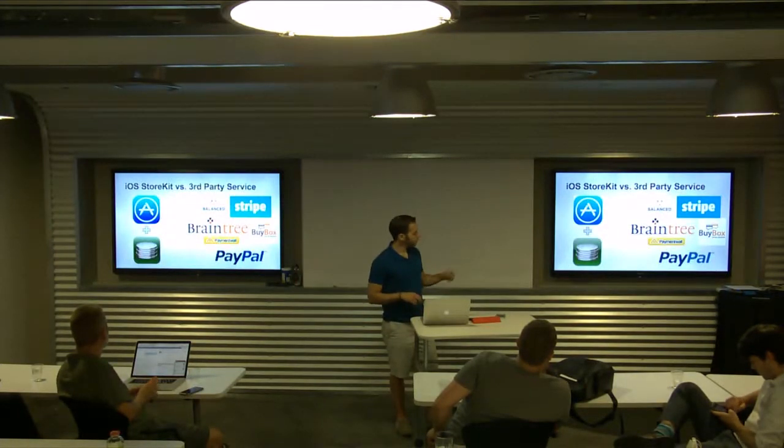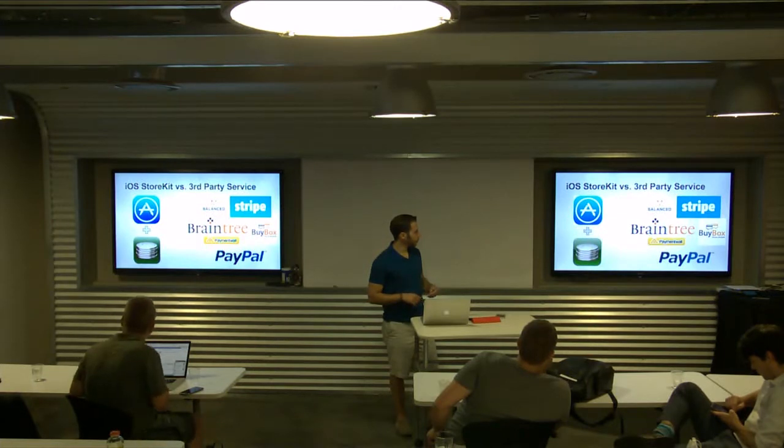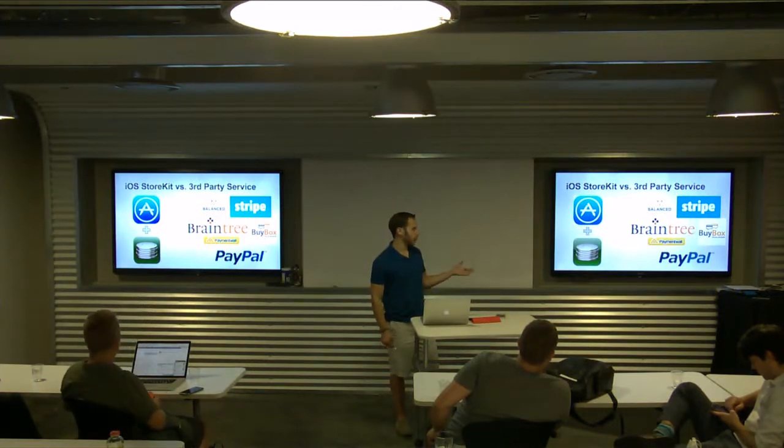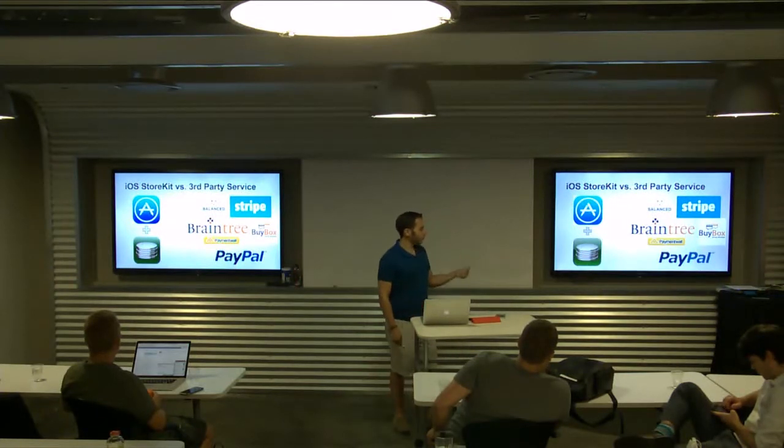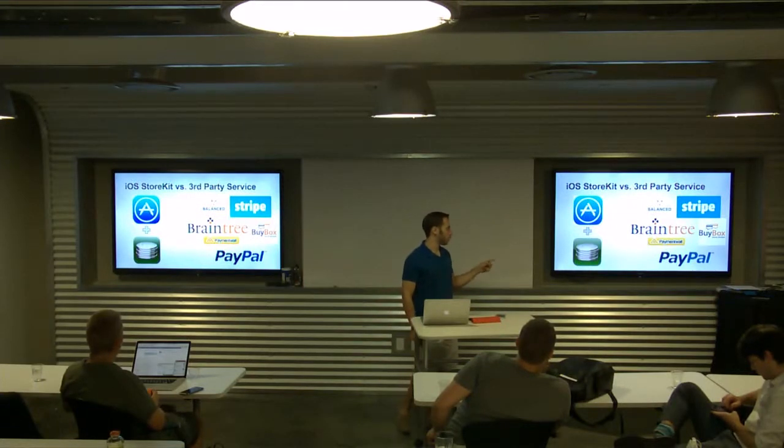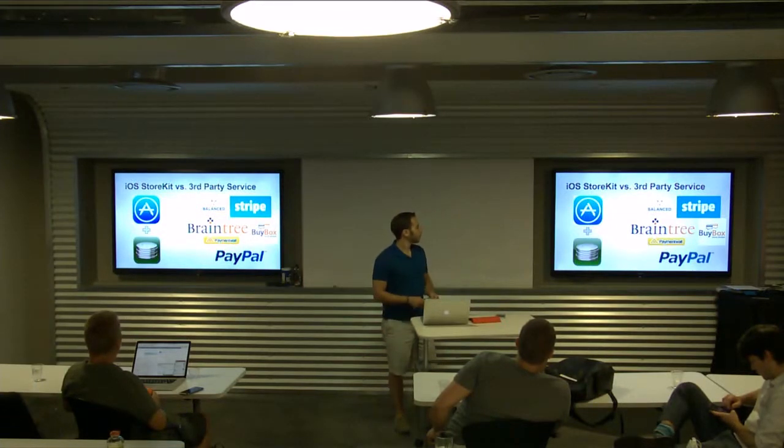So now I did a little bit of digging on StoreKit versus third-party services, and there's a bunch of third-party services out there. These are just a couple of them. So Stripe, I think, is the biggest. Braintree's a close second, and then everyone knows PayPal. Some other ones are Balanced, Buybox, and Payment Wall is an enterprise version.